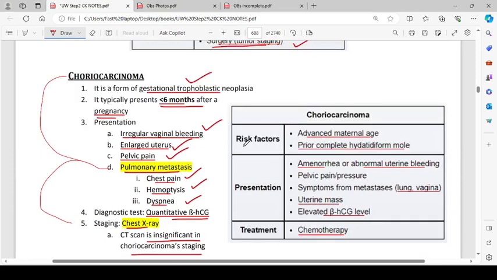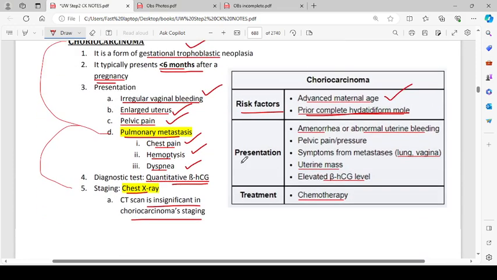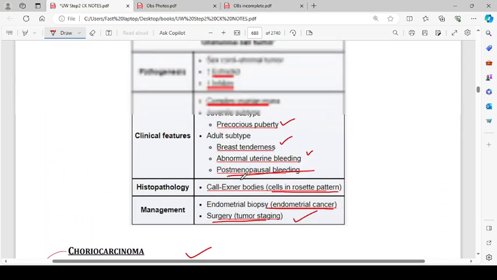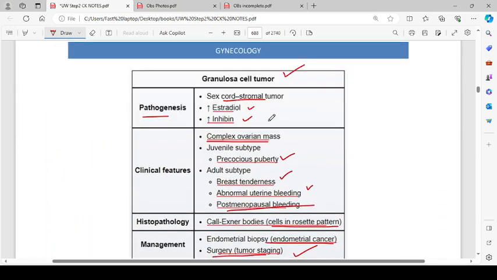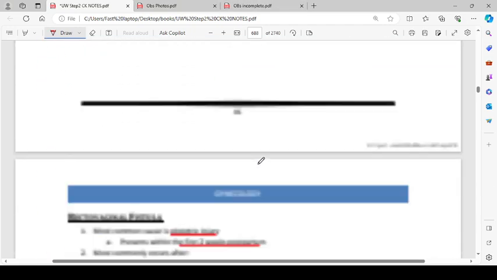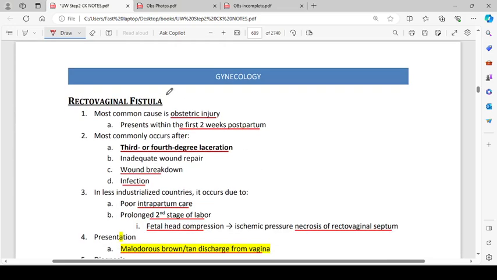So choriocarcinoma, the risk factors are advanced maternal age and prior complete hydatidiform mole. Presentation is amenorrhea or abnormal uterine bleeding, pelvic pain or pressure, symptoms from metastasis like lung, vagina, uterine mass, and elevated beta HCG level. Treatment is with chemotherapy. So with choriocarcinoma, the beta HCG level will be high. With the granulosa cell tumor, estradiol and inhibin level will be high, and the other ones have been discussed in the previous session. Then we have rectovaginal fistula.